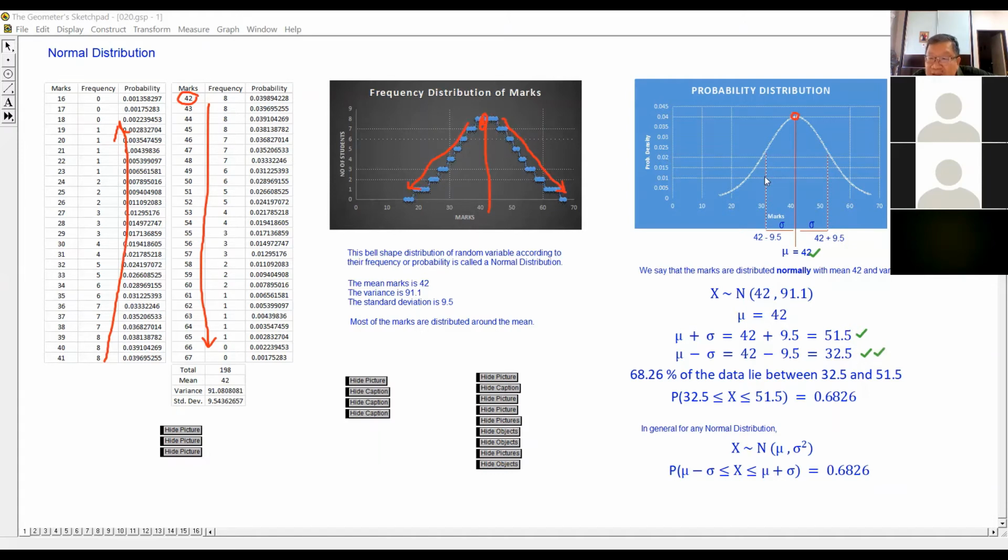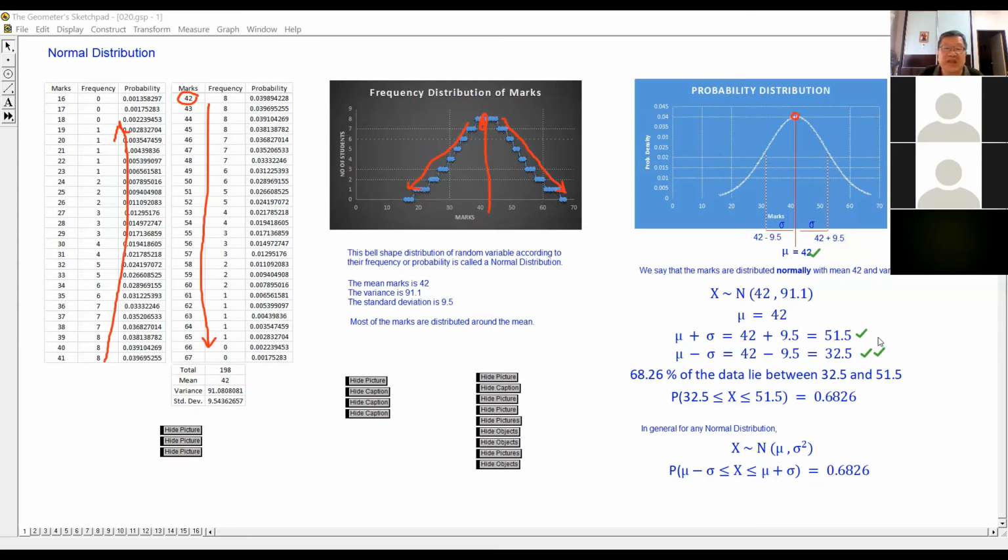Now, if I use this 42 and minus the standard deviation, I will get 32.5. And this line is 32.5 here, right? Most of the students will also be inside this group here. So if I take the mean plus the standard deviation, 9.5, and the mean minus the standard deviation, which is 32.5, most of the students will be between these two numbers, from 32.5 to 51.5.